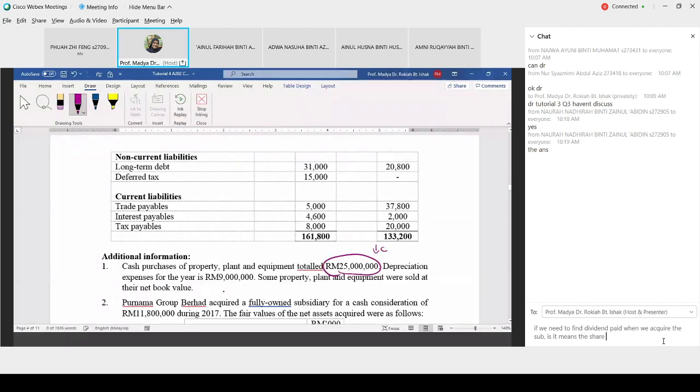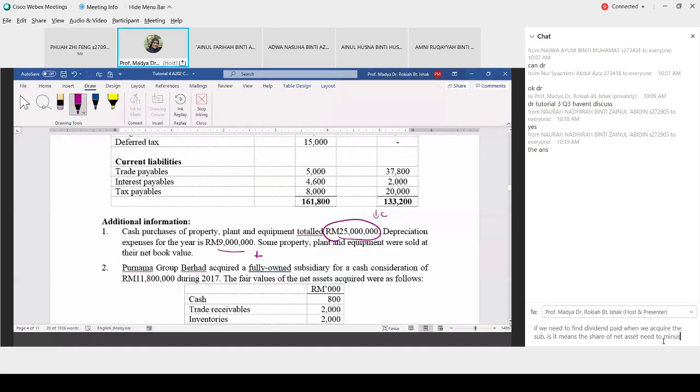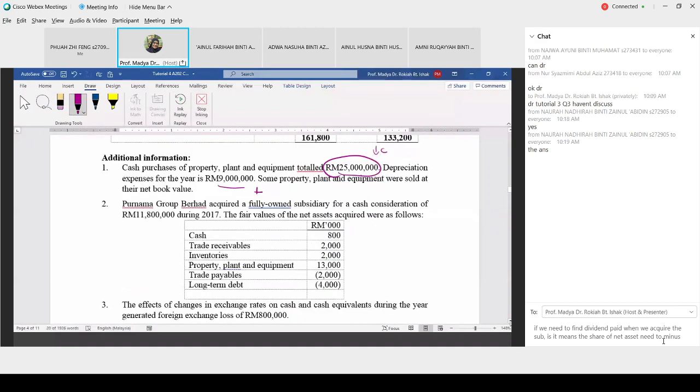And then you acquire a fully owned subsidiary for cash consideration of 11,800. So cash consideration, fully acquired. Now you acquire 100% for 11,800. So 11,800, when you total up all these assets and liabilities here, you also have 11,800. So it means that there is no goodwill in this case. Okay, but you need to find the aggregate cash.